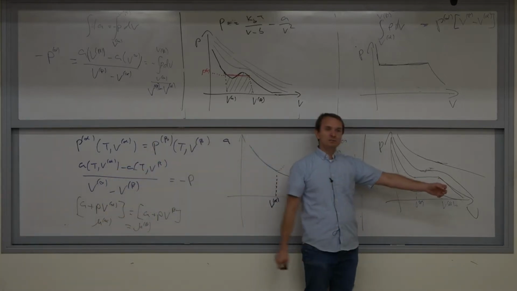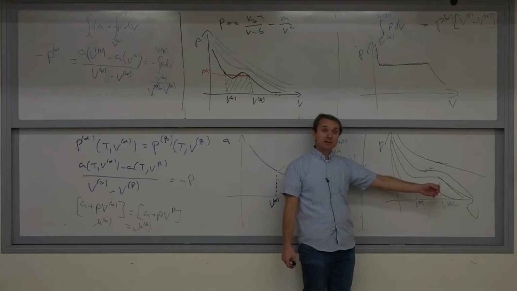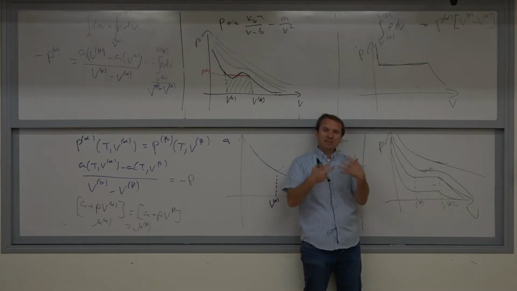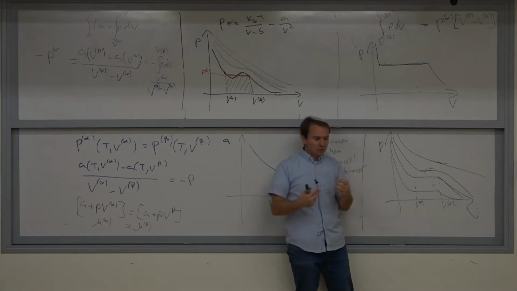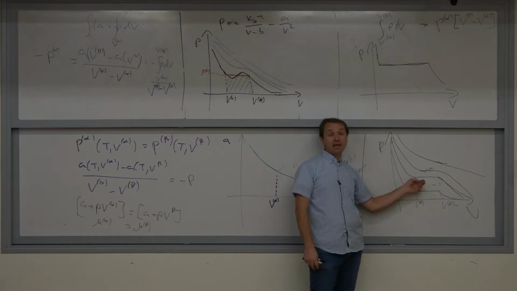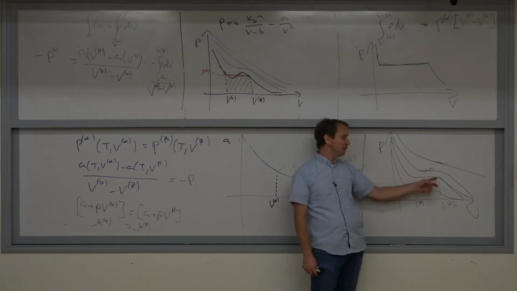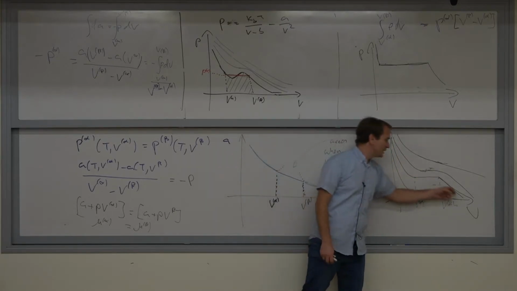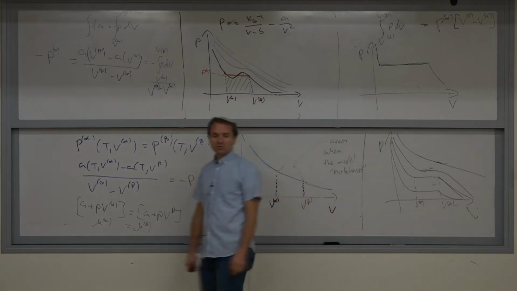I continue to expand my volume, but not because I'm pushing the system outwards. I'm doing something inside the system itself. So now more and more water becomes air. I have more and more bubbles, less and less fluid, until at this point I have no fluid and only bubbles. And then the system behaves normally again. It behaves in a gaseous way again over here.